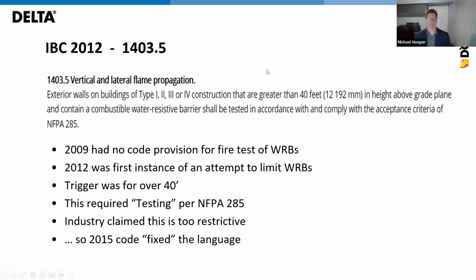So, basics of the building code. The International Building Code in 2012 introduced the NFPA 285 to these various assemblies, and where weather resistant barriers started to be mentioned as part of this testing. The trigger for it was when buildings were over 40 feet tall. And this testing was per NFPA 285. And of course, this is quite restrictive and quite expensive.